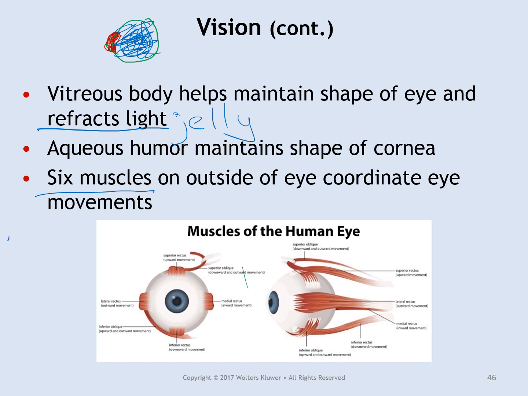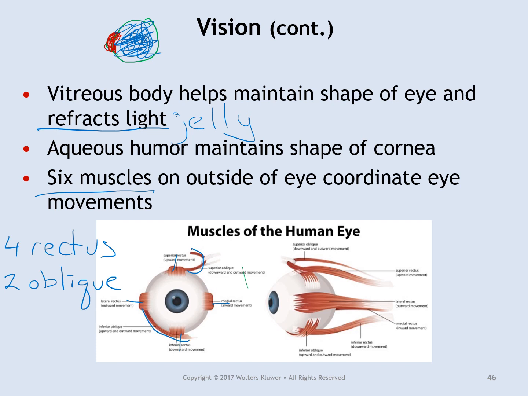You have 4 rectus muscles. Rectus means straight, so that's these guys right here. They're going to move the eye straight up or down, straight left or right. And then you have 2 oblique muscles. And these are these guys right here that help to move the eyeball at an angle.